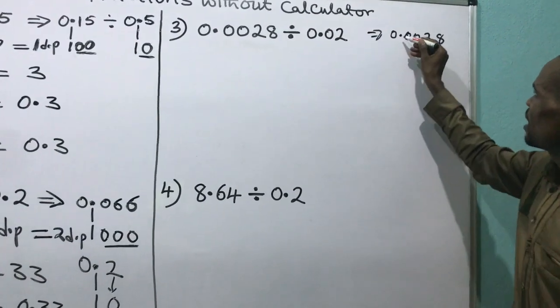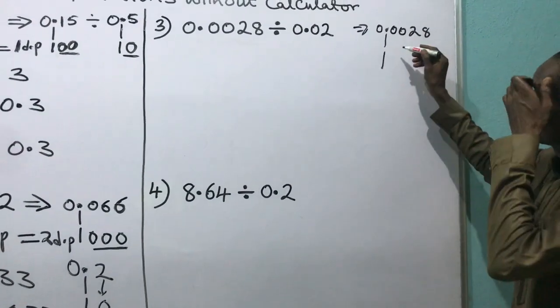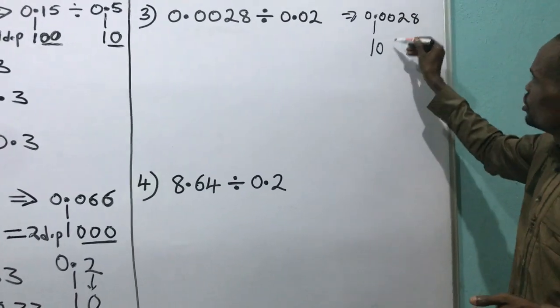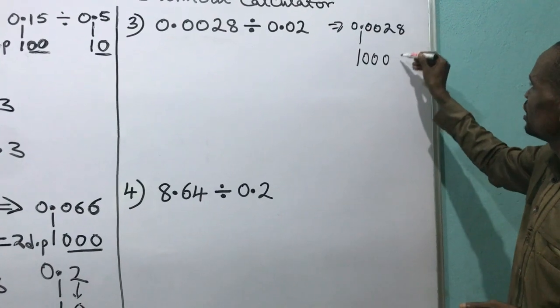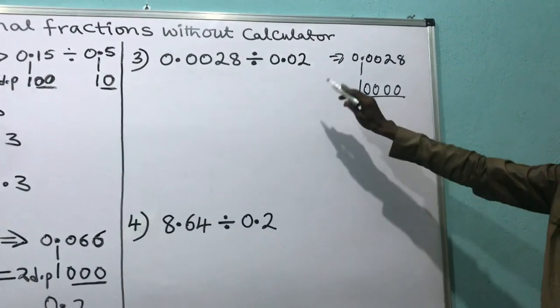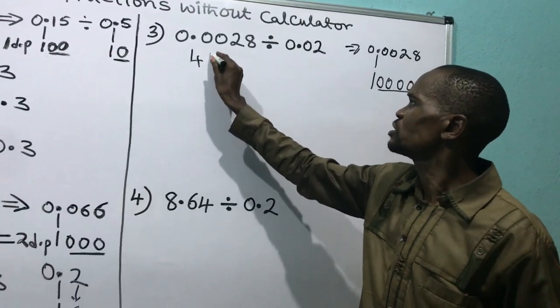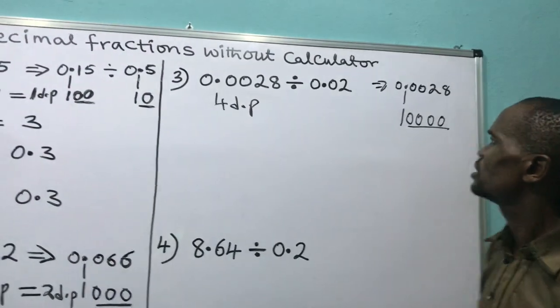0.0028. The point is represented by 1. After this 1, the other digits will be 0. This 0 is 0, this 0 is 0, 2 is 0, 8 is 0. And that implies how many decimal places for this value? 1, 2, 3, 4. That means this value has 4 decimal places.